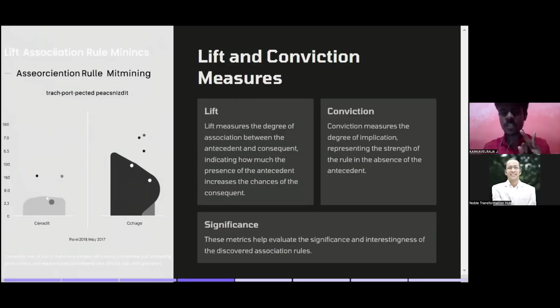Then what is meant by lift? It is a simple thing. It is used to find the relationship between antecedent and consequent, such that the presence of the antecedent increases the presence of the consequent. Finally, we have seen conviction, that is how effectively the rule can work even in the absence of the antecedent. I hope you can understand. Let me put it simply: these measures help us understand whether the association rules we have work perfectly, and whether we got the association rule properly or not.